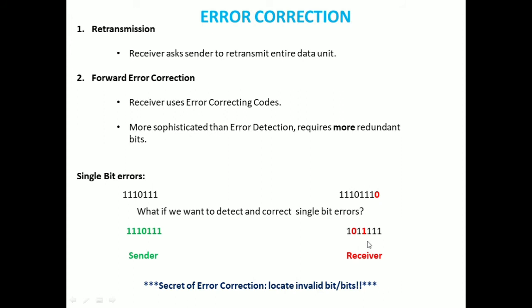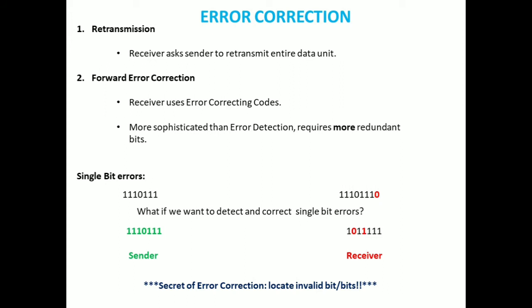We may now get a doubt: how is the receiver going to know whether the error has crept into this particular bit and this particular bit? So this is what we have to solve now, right? The secret of error correction lies in locating the invalid bit or invalid bits. The receiver must be capable of locating which bit among the received bits is invalid, or which among the bits are invalid, in the received information, right?